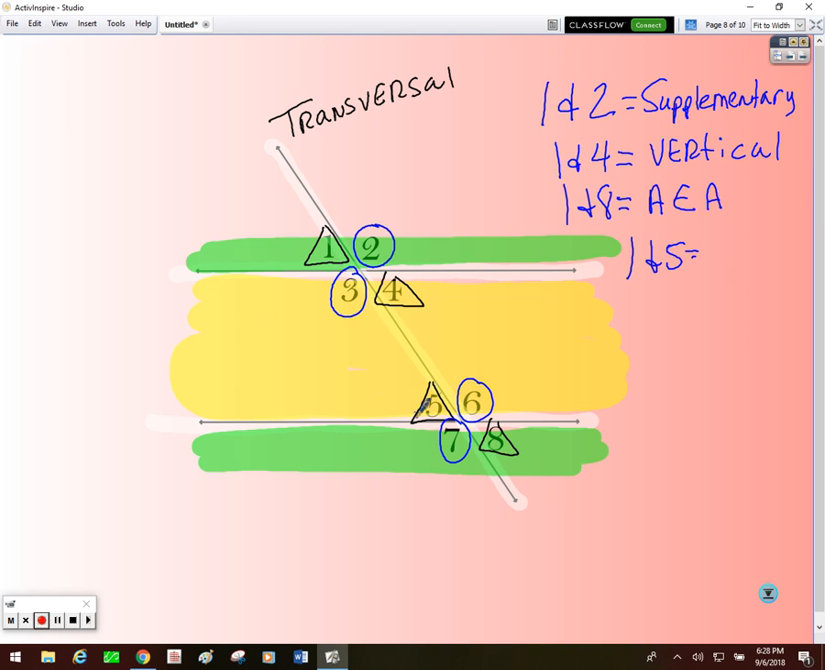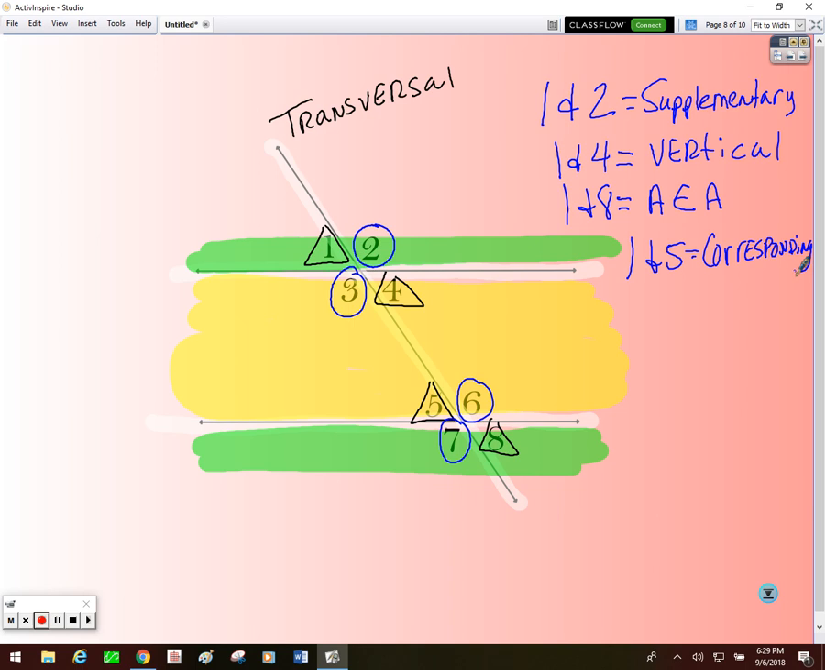So I'm down to alternate exterior, alternate interior, corresponding or vertical. Well, two different intersections, can't be vertical. Same side. If you look, they're on the left side of the transversal. So that can't be alternate anything. So really, you're down now to corresponding. And sorry, I'm running out of room. Okay. So you see how that works? If you just play the game as far as what can it not be, you can talk yourself into what it is.